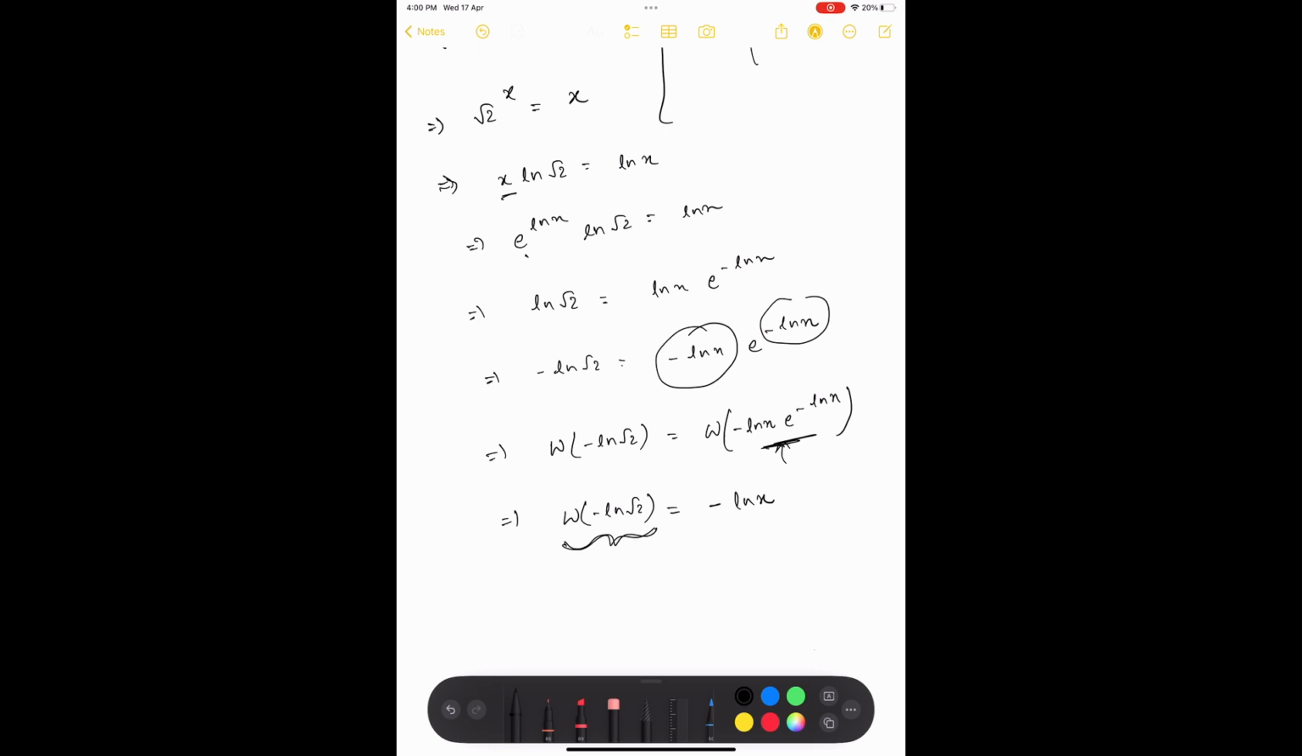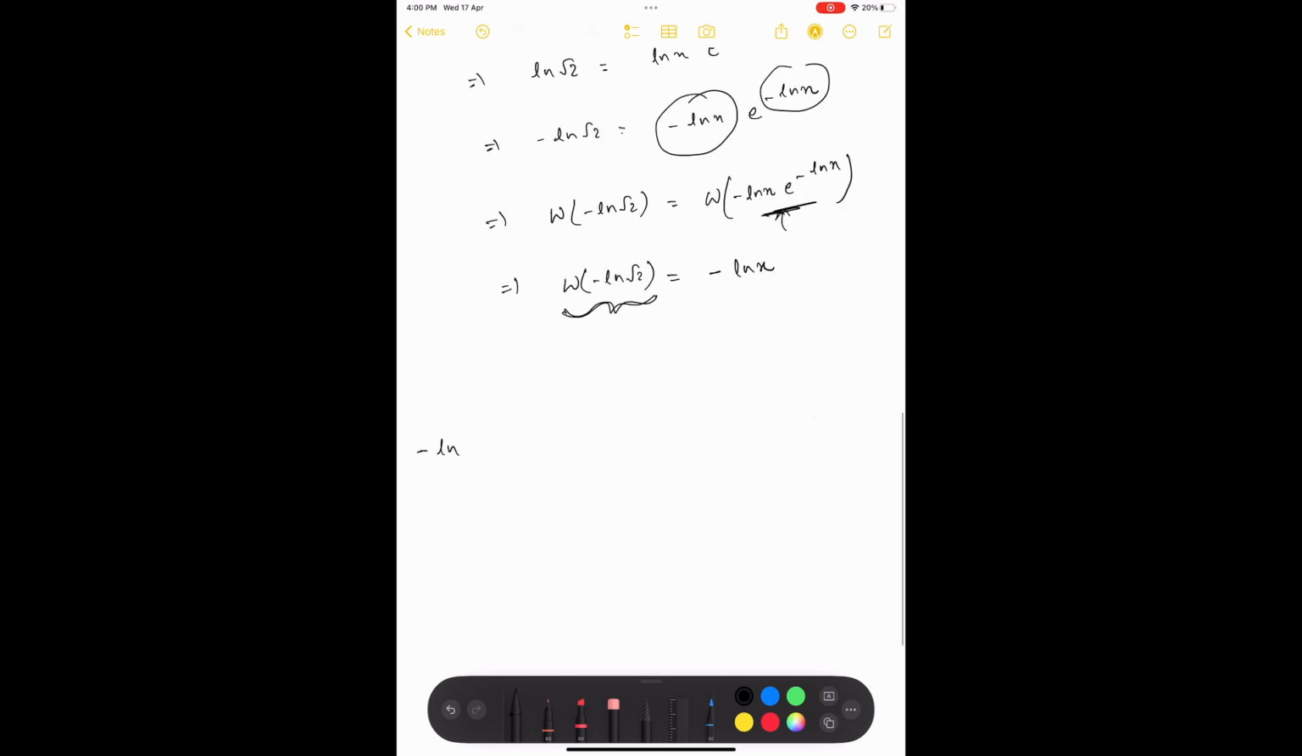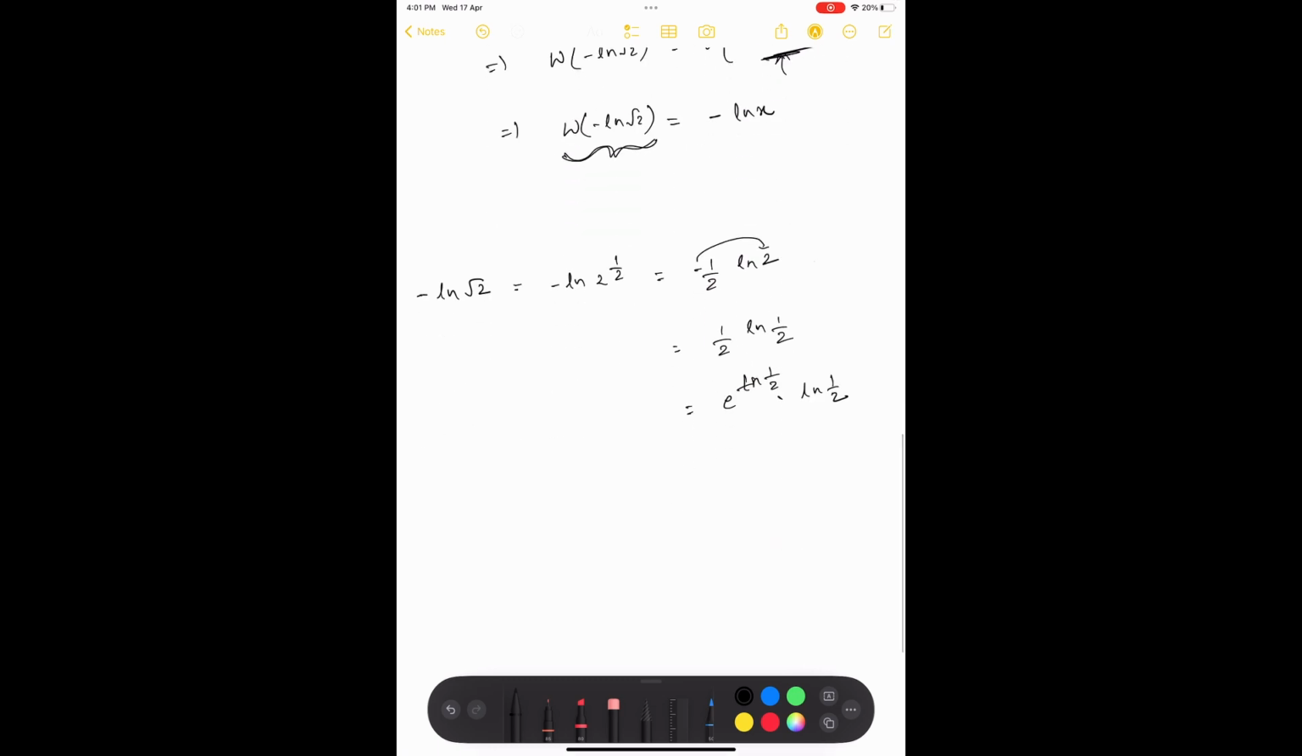Let's look into the inside term, minus ln root 2. We can write this as minus ln 2 to the power half, which is minus 1 by 2 ln 2. We can move the minus inside, so this becomes 1 by 2 ln 1 by 2, which can be written as ln 1 by 2 times ln 1 by 2. Now this is in the perfect form. So W of ln 1 by 2 e to the power ln 1 by 2 equals minus ln x.